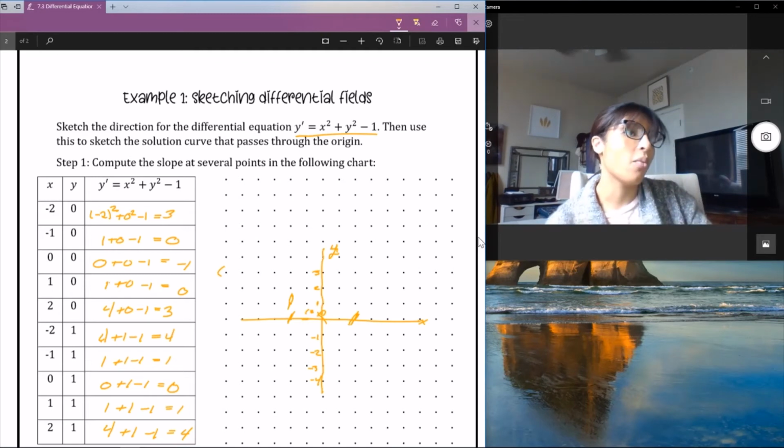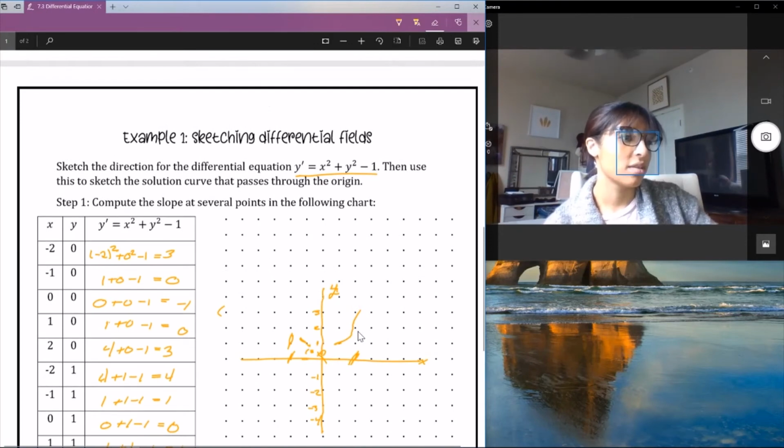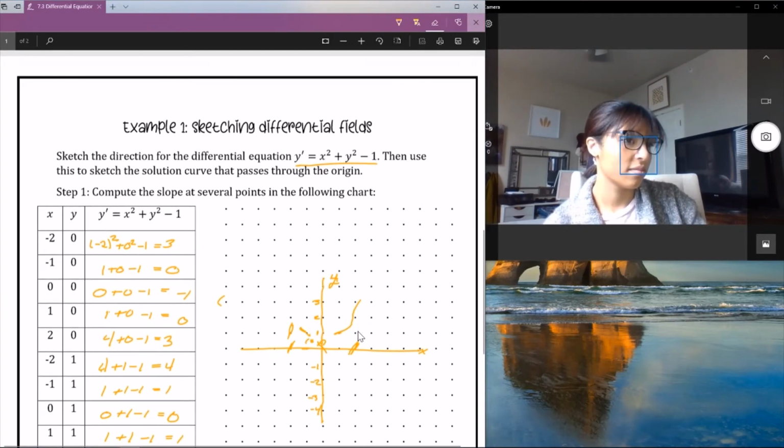(-1, 1), we got 1. So (-1, 1), we said 1. (0, 1), we got 0. Here we got 1 again. Oops. I don't know what's going on there. We can try to erase it. Okay.